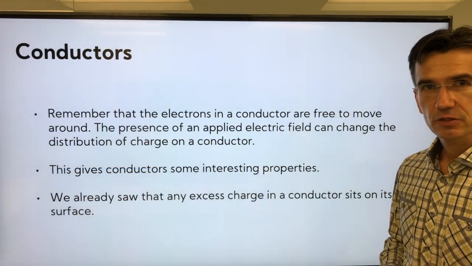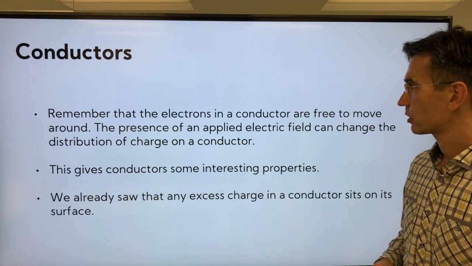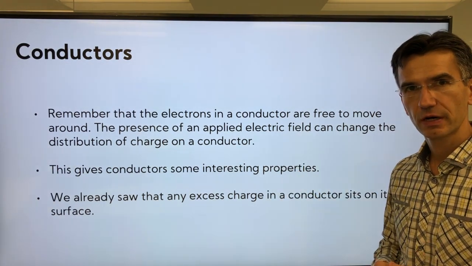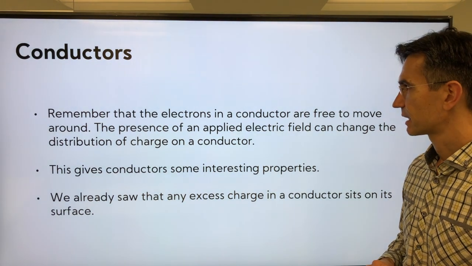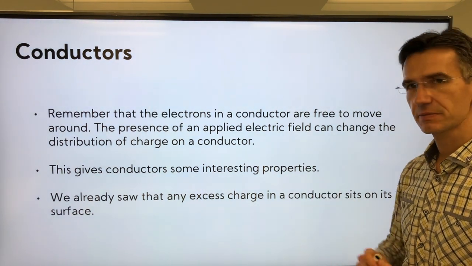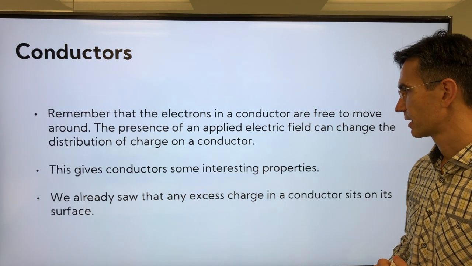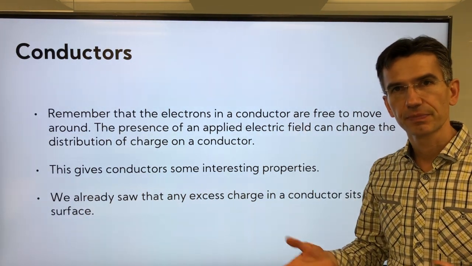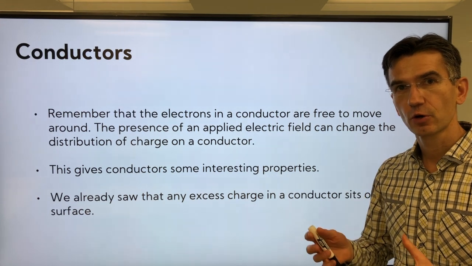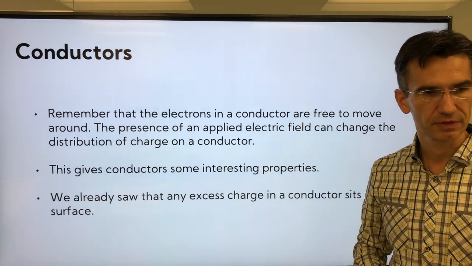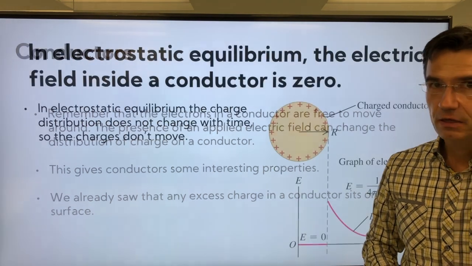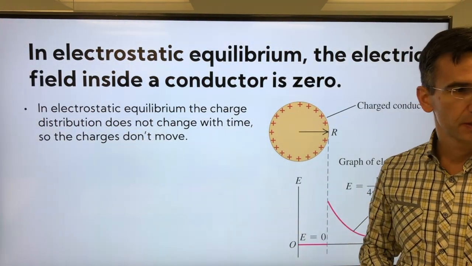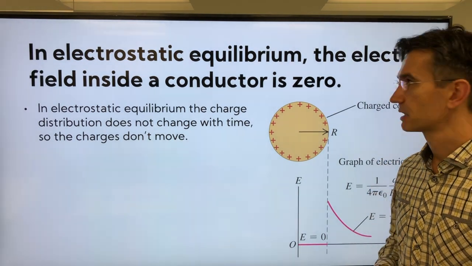So looking at conductors, we know that they have free-moving charges. So if there is an electric field inside the conductor, the charges will respond to that electric field. And this gives the conductors some interesting properties. For example, we already know that any excess charge in a conductor will be gathered on the surface, and there'll be no excess charge in the interior of the conductor. So property number one: in an electrostatic equilibrium, the electric field inside of a conductor is zero.